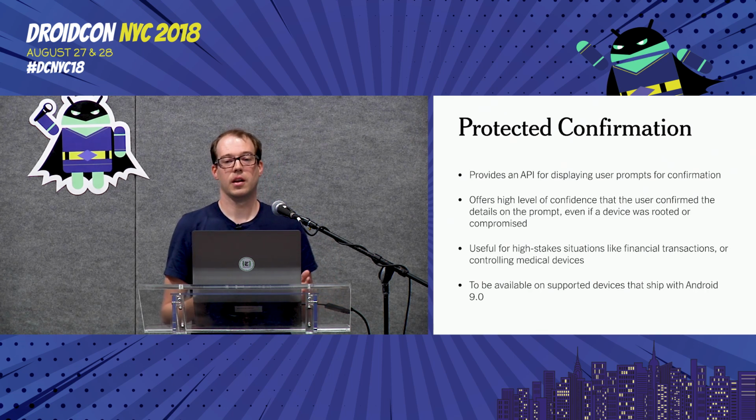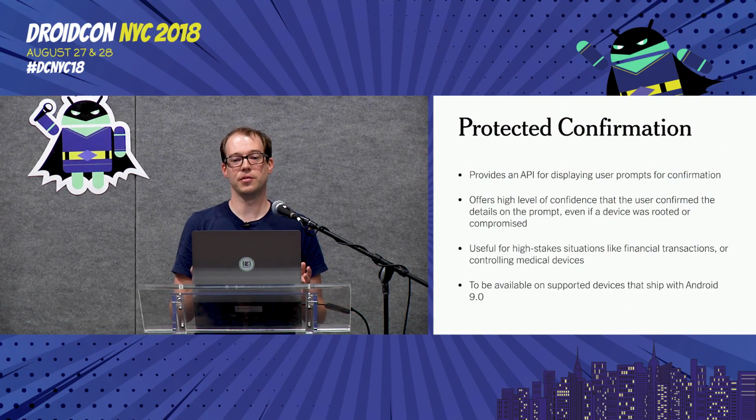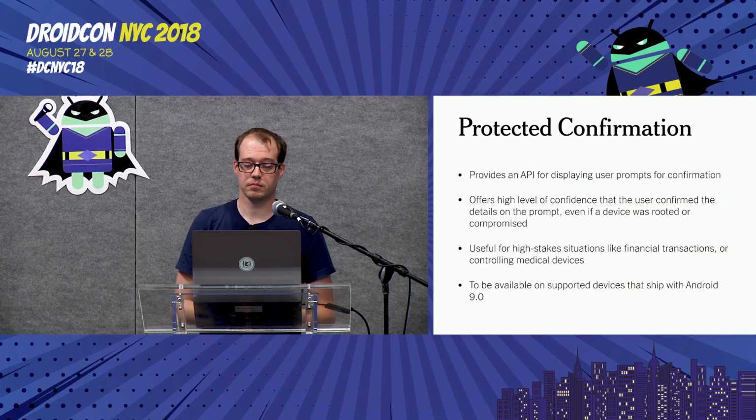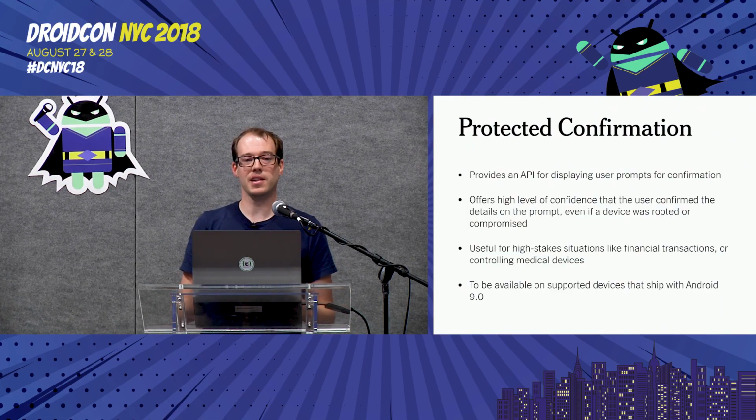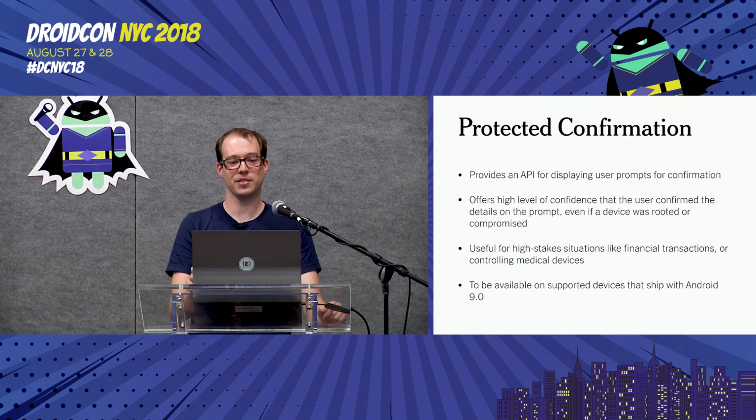Or you don't want somebody to compromise their phone and change the values that you're going to confirm for a bank transaction. Maybe you're going to send me $100, I say, but I've modified your phone to say that you're going to send me $1 million. So what protected confirmation gives you is an API for getting a really high level of confidence that the user actually saw the exact details on the prompt, even if the device was rooted. This is available on supported devices that ship with Android 9. Unfortunately, there aren't any devices in the fleet that actually support this right now.